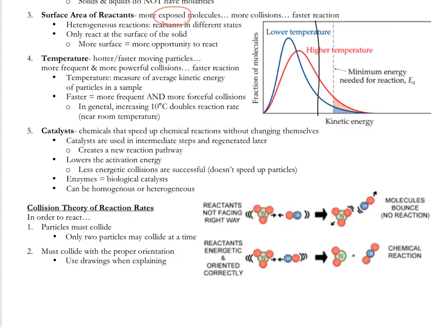The second thing here, and depending if you printed this in color or not, or if you even printed it, you may not see this here. They have to collide with the right orientation. So we've got NO3 and CO, and NO3 and CO. In both cases, they're colliding, so that hits step one. But in this one, the O is coming into contact. In this one, the C is coming into contact. This one says reactants aren't facing the right way, molecules bounce off, no reaction. It doesn't matter how hard they hit each other.